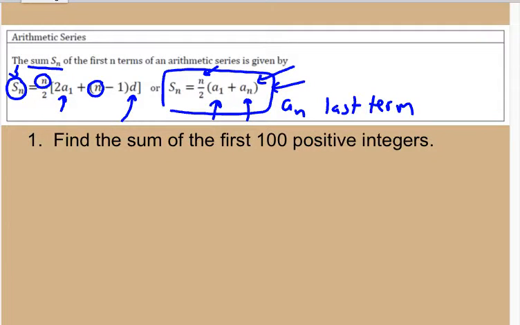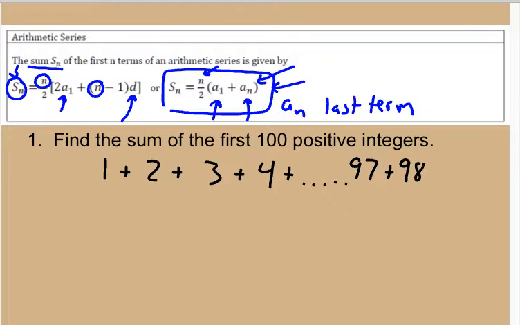Okay, here we go. Find the sum of the first 100 positive integers. Well, looking at that, the first 100 positive integers, that's 1, 2, 3, 4, so on and so forth, all the way up to, let's look at the last 4 terms, 97 plus 98 plus 99, and finally plus 100. We're going to use this second formula right here.